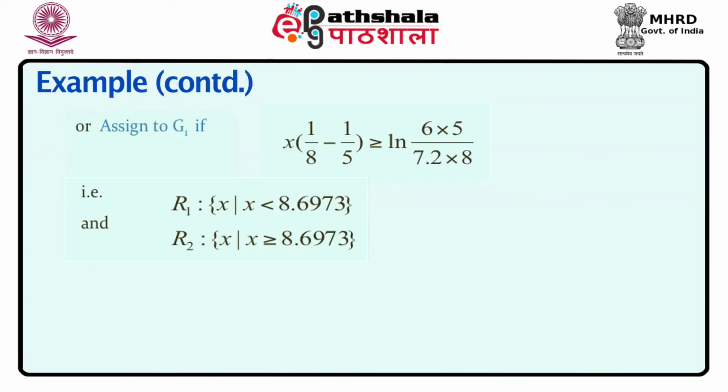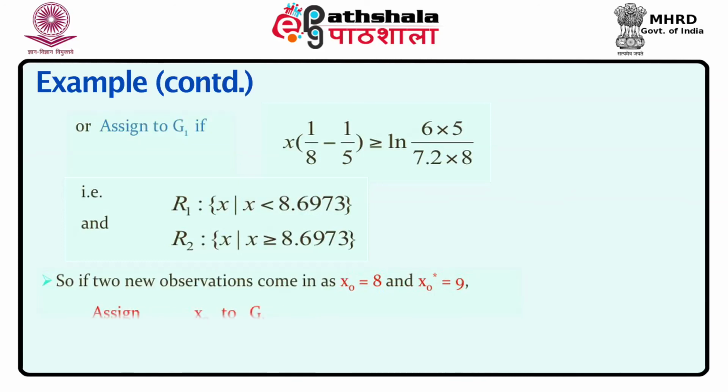which is probably, given the problem, more realistic because you have mean 5 for the first group and mean 8 for the second group. So the smaller the observation, they should be going into the first group. The larger the observation, they should be going into the second group. So what happens here is, suppose we have two new observations. The first one of them is x0, which is 8, and the second of them is x0 star, which is 9. Now let's look at the first observation, x0 equal to 8.